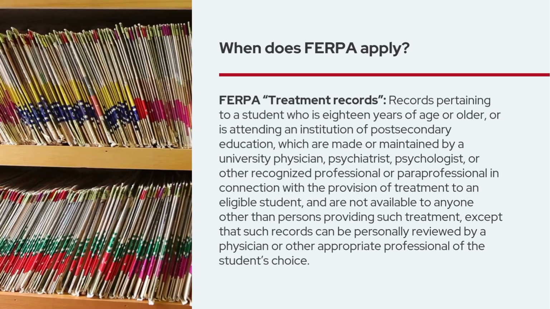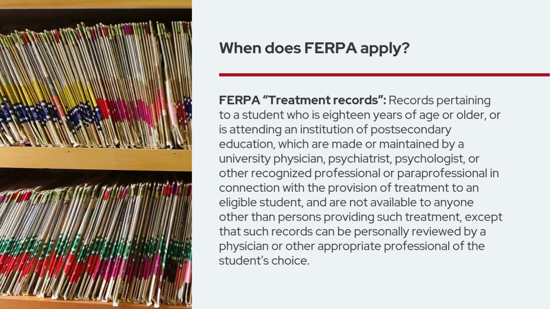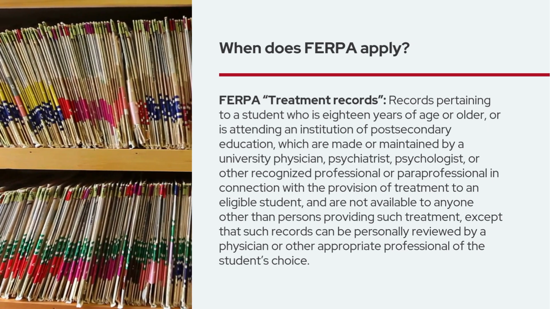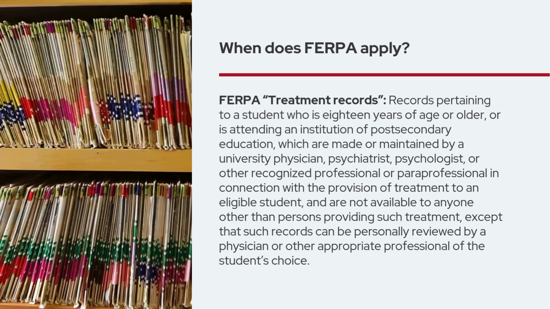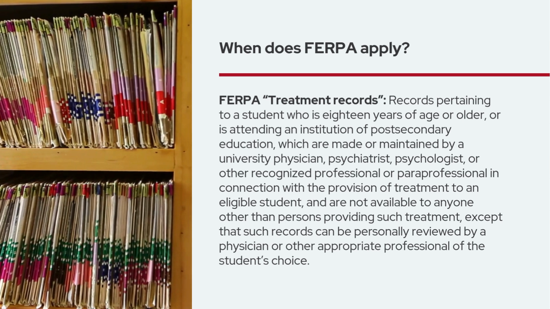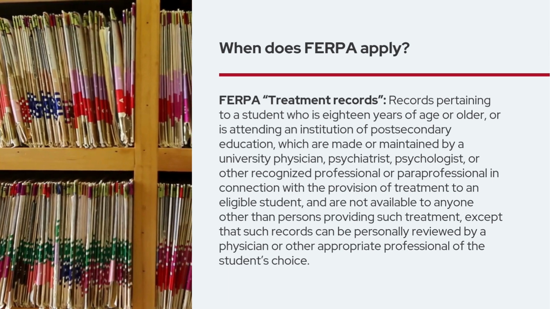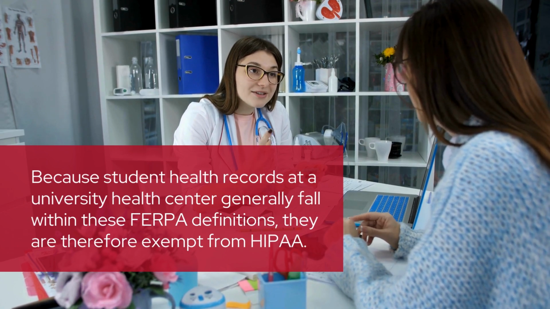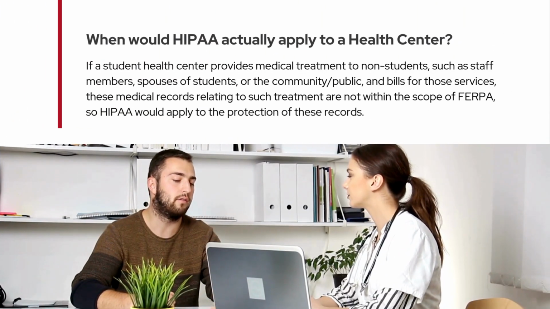FERPA treatment records are records pertaining to a student who is 18 years of age or older, or is attending an institution of post-secondary education, which are made or maintained by a university physician, psychiatrist, psychologist, or other recognized professional or paraprofessional in connection with the provision of treatment to an eligible student, and are not available to anyone other than persons providing such treatment, except that such records can be personally reviewed by a physician or other appropriate professional of the student's choice. Because student health records at a university health center generally fall within these FERPA definitions, they are therefore exempt from HIPAA.